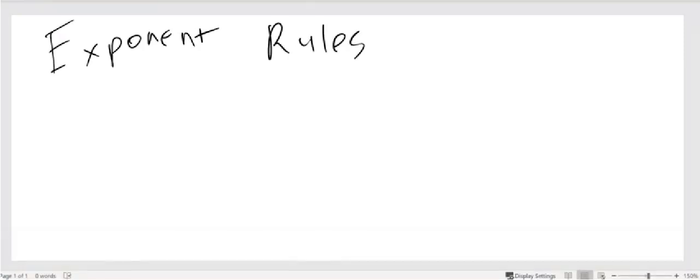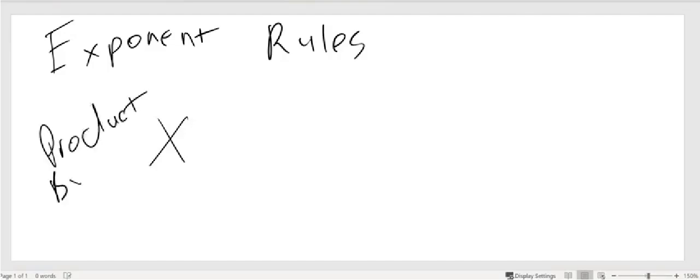Alright, so we're going to go over some basic exponent rules. I'm going to go over all of them, and then we're going to use problems that kind of combine a lot of things. So the first one we're going to go over is what's called the product rule. Product, remember guys, it's just a fancy way of saying multiplication. So the product rule states that if you multiply two things with the same base, you add the exponents.